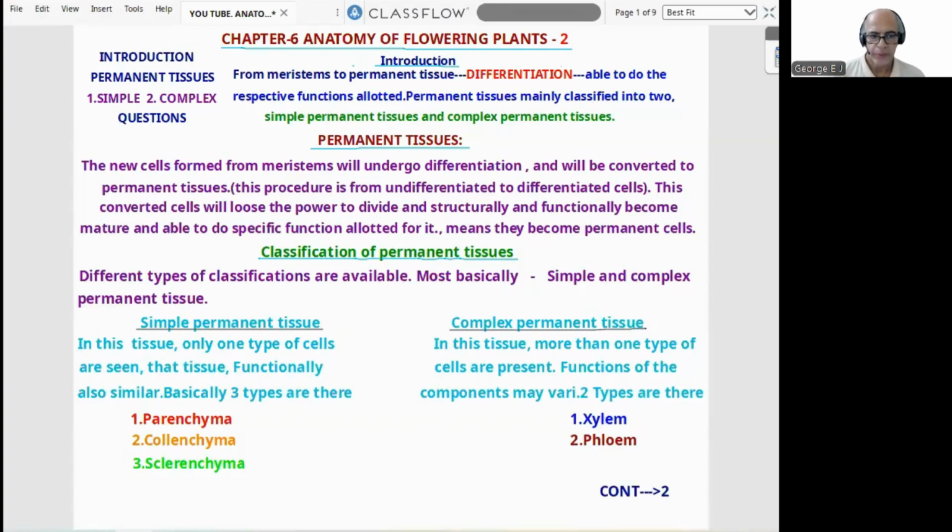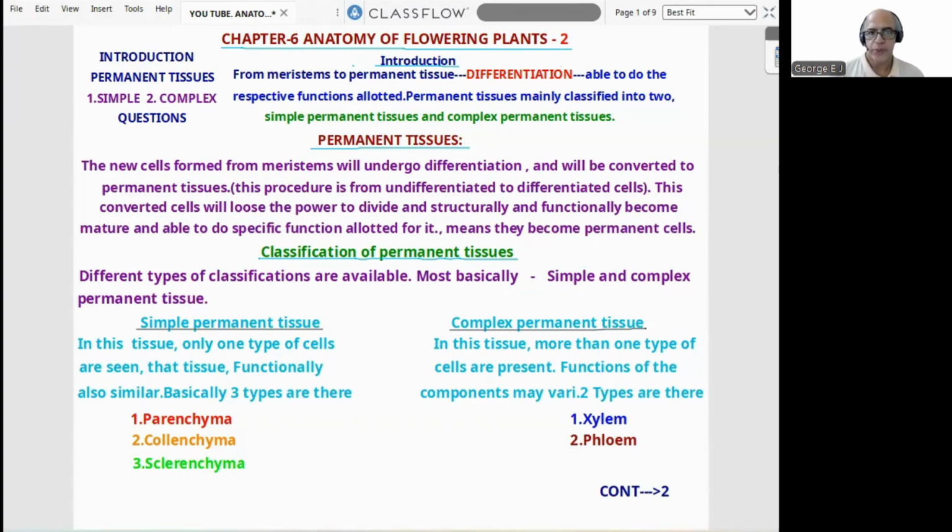In this episode, we'll be discussing the next part of anatomy of flowering plants, that is part 2. So we can enter into the topic. For convenience, I will share the screen. It will be easy for you. I think the screen came, so we can proceed.